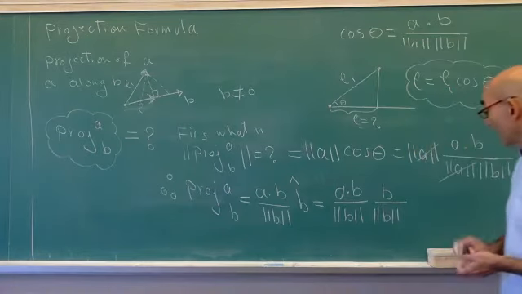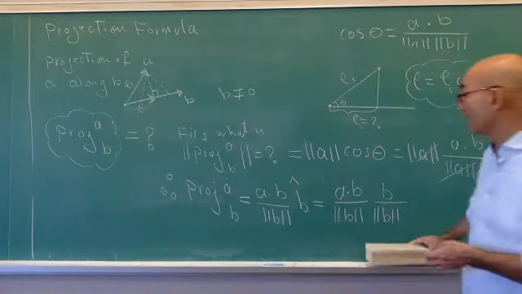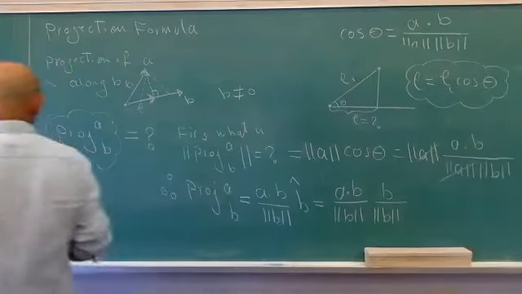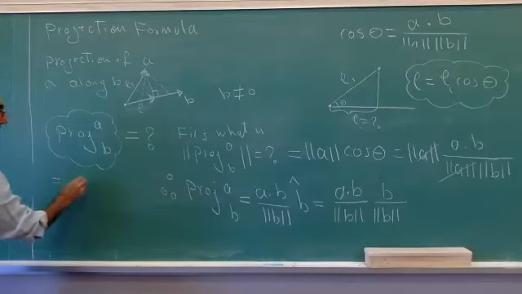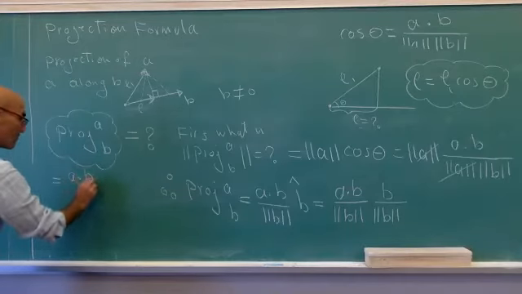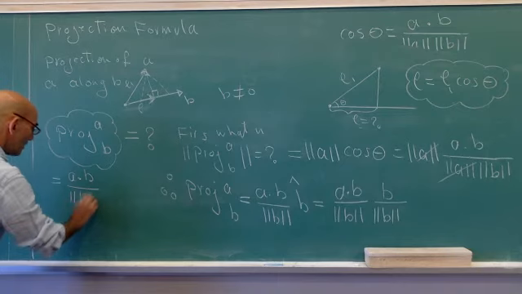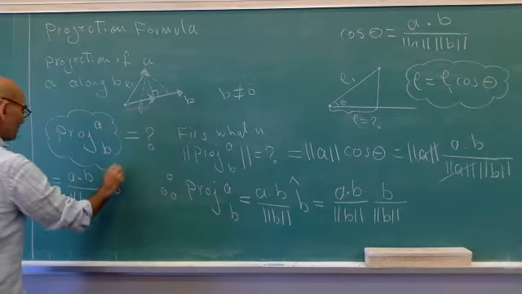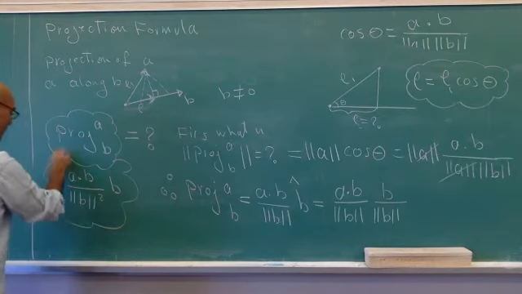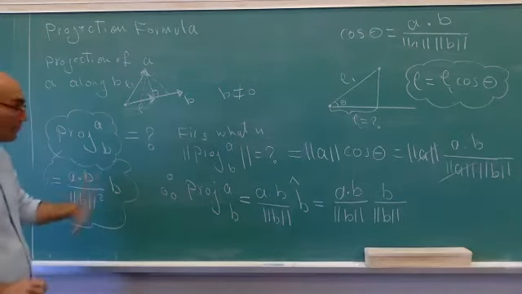So the final formula that we get, which is very important, I'm afraid you have to memorize it, is equal to A dot B over norm of B squared times B. So this is the formula. Okay, so that's the formula.